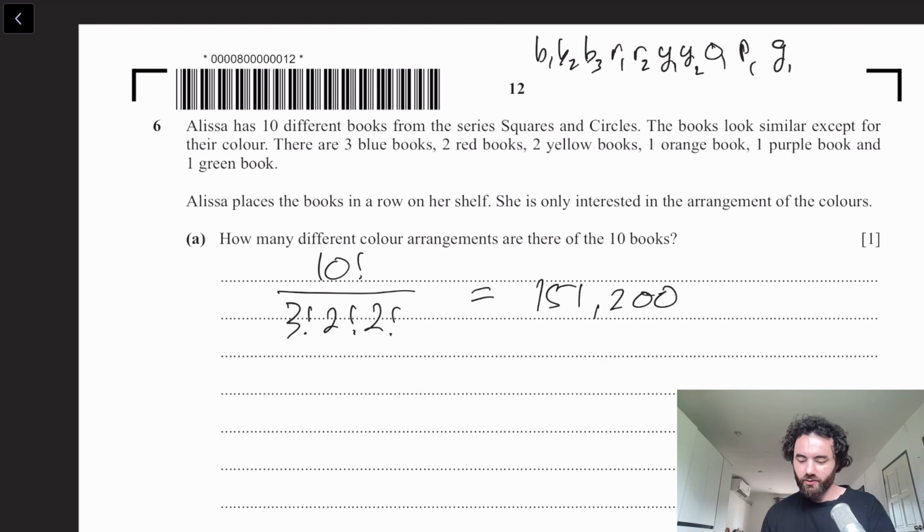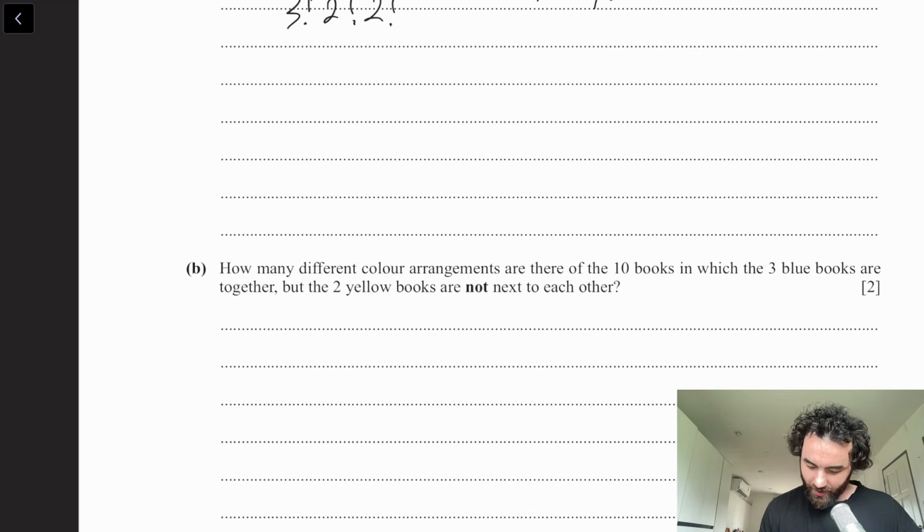151,200. Okay, good luck arranging it that many times, Elisa. Okay, how many different color arrangements are there of the 10 books in which 3 blue books are together but 2 yellow books are not next to each other?